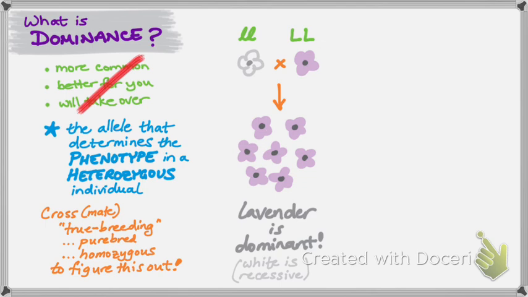Okay. Now, keep in mind, these were purebred or inbred flowering plants, so that's why they only have one type of allele, little l's or big L's.